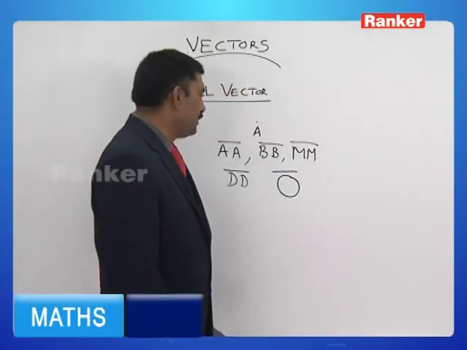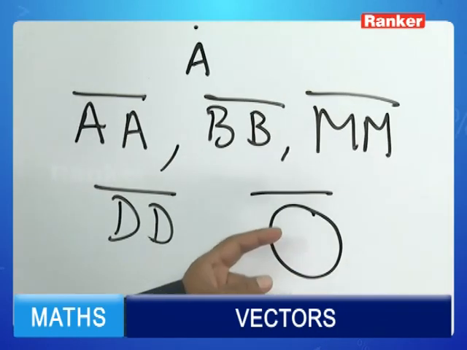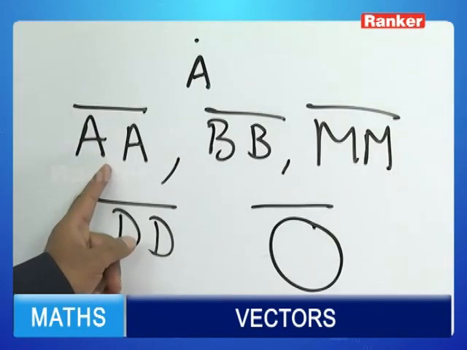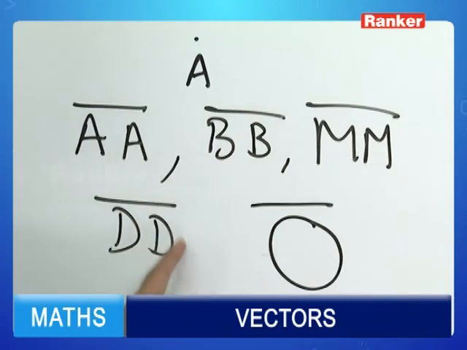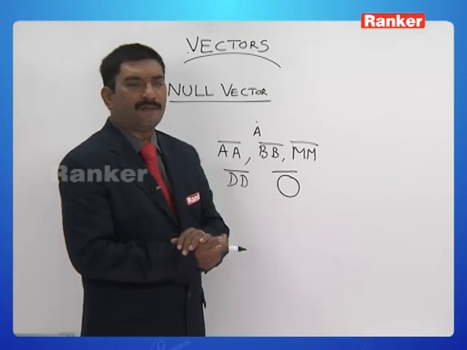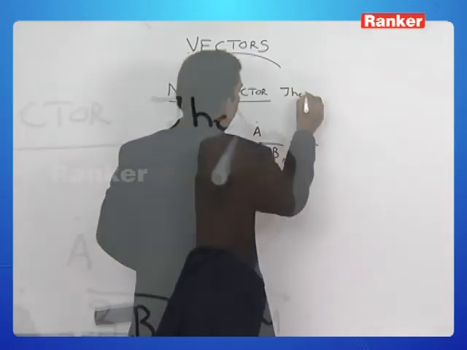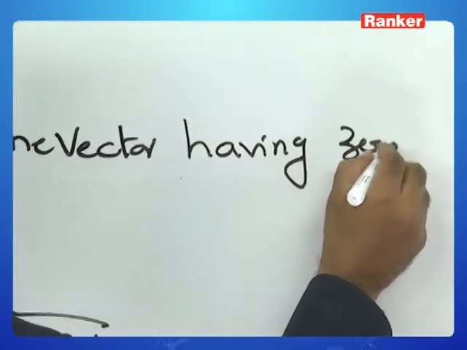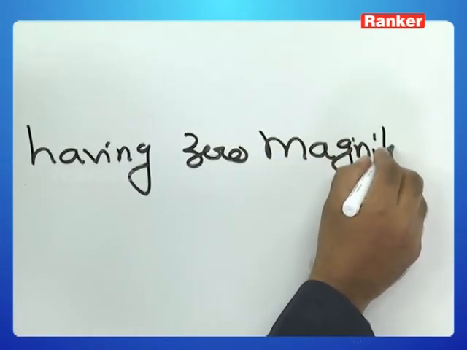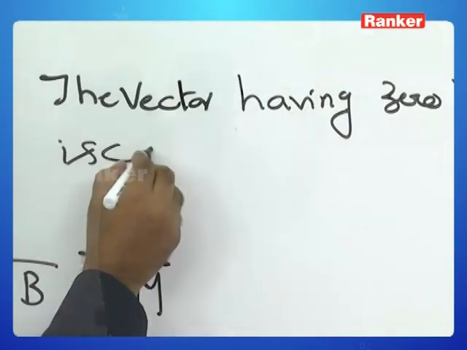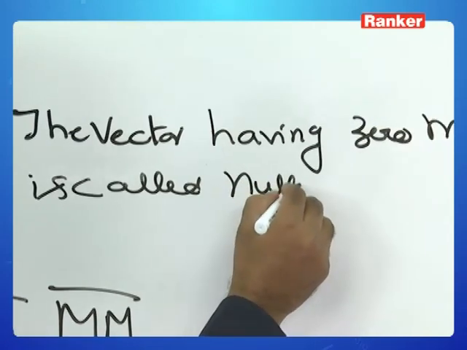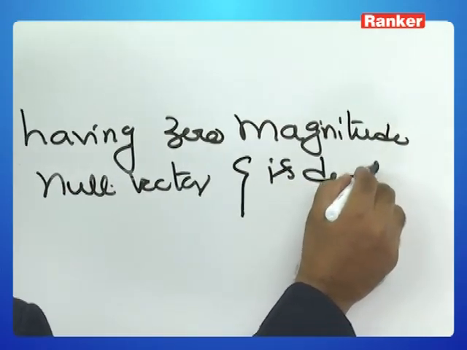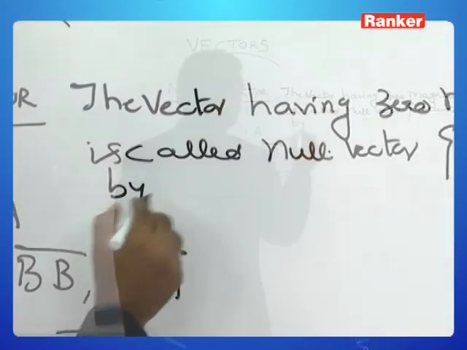So now this is the null vector. It has no fixed direction. It has a direction, but it is not defined. So AA bar, BB bar, MM bar, CC bar, DD bar are known as null vectors. What is a null vector? The vector having zero magnitude is called a null vector and is denoted by O bar.